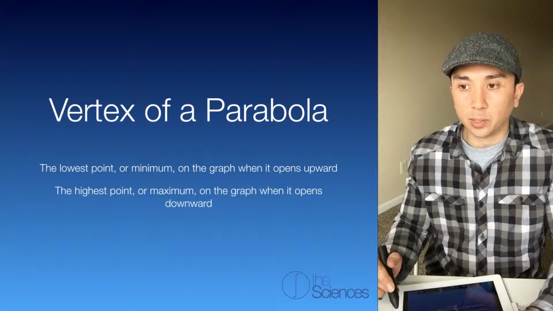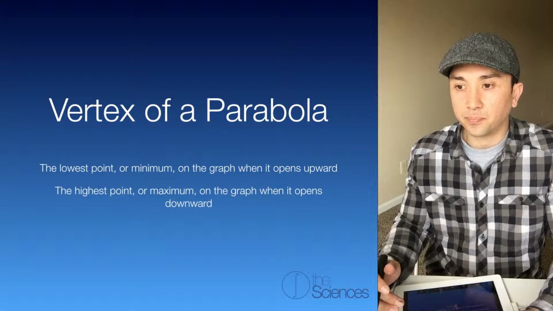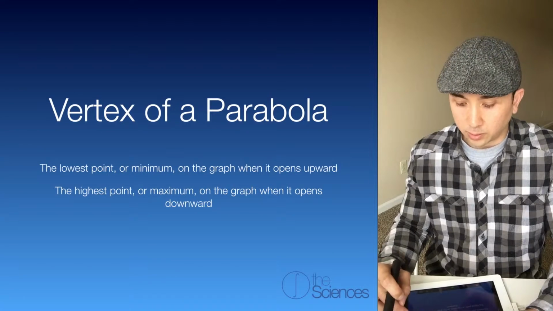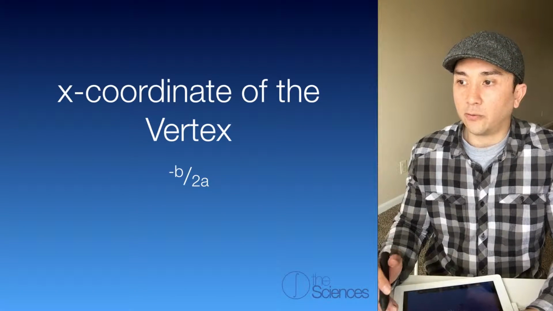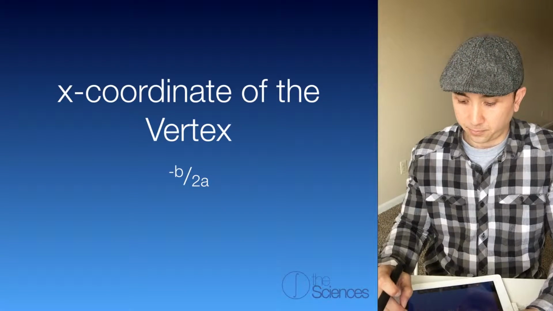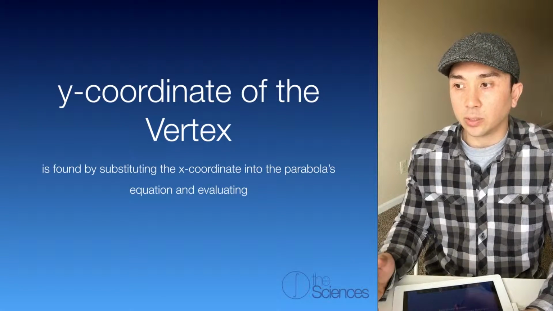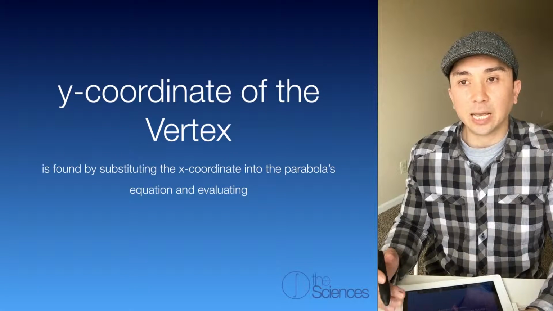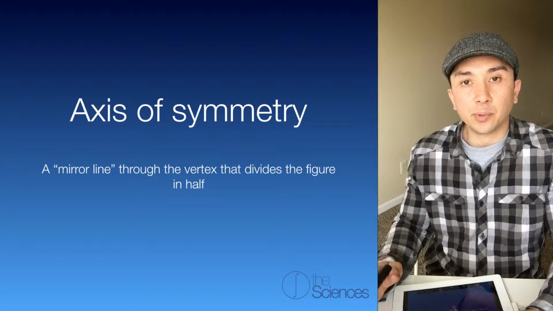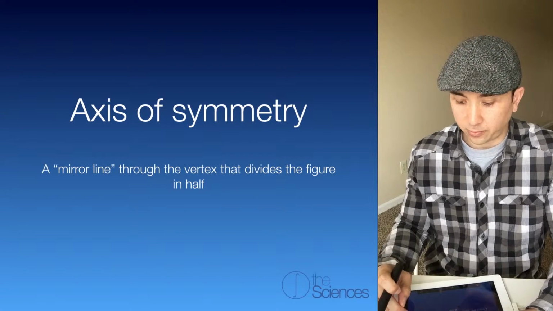The vertex of a parabola is the lowest point or minimum on the graph when it opens upward, or the highest point or maximum on the graph when it opens downward. The x-coordinate of the vertex of a parabola is negative b over 2a. The y-coordinate of the vertex is found by substituting the x-coordinate into the parabola's equation and evaluating. Now the axis of symmetry is a mirror line that's drawn through the vertex that divides the figure in half.